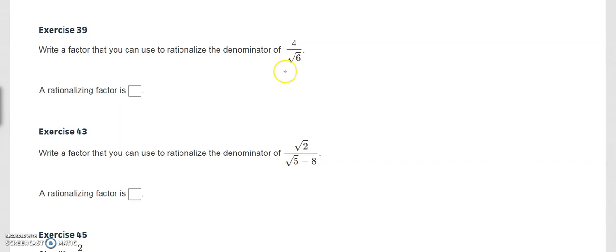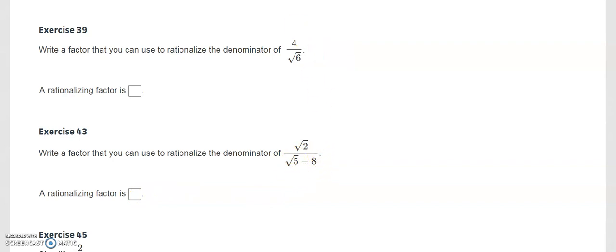Okay. These problems, please read the directions. Write a factor that you can use to rationalize the denominator. They're not asking you to rationalize it. They're asking you, what is the factor? What is this fraction you're going to use? It's square root of 6 over square root of 6. Don't tell anybody, but that's all they want here, and the same goes for this. And of course, you'll be using conjugates because you have two terms in the denominator.